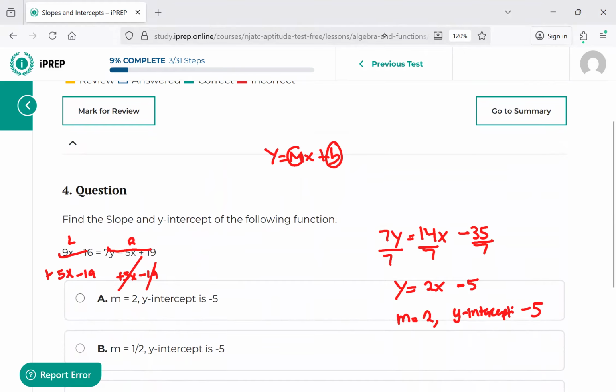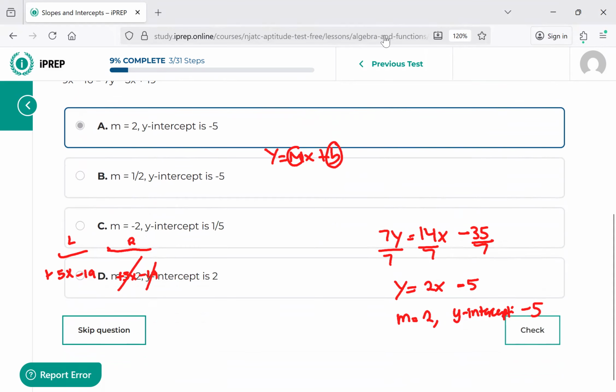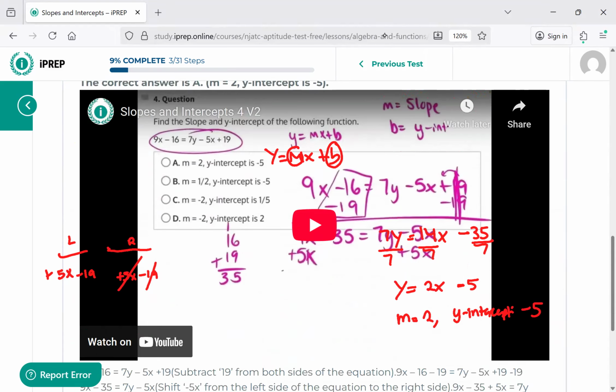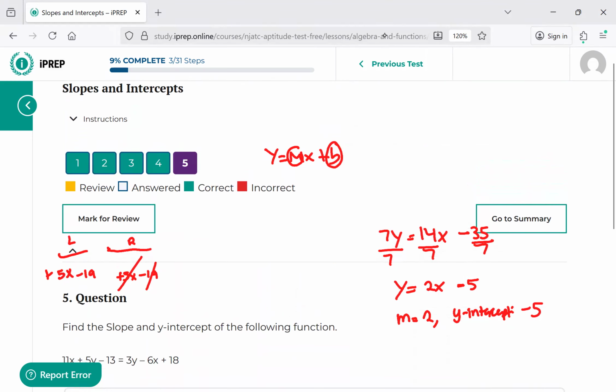Yeah, first one. Okay, last one. I think that's it for this section, and then we'll move on.